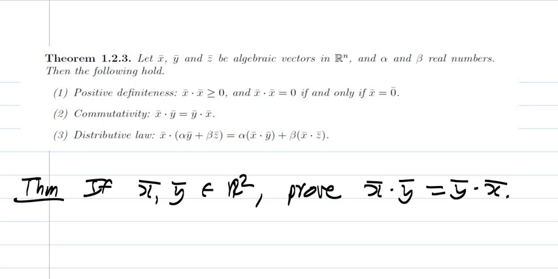The first one is called positive definiteness. So that x dot x is greater or equal to 0. So if you take two vectors and you dot them, the dot product can be positive, negative, or 0. But if you take a vector and you dot it with itself, then it's either naught or positive, and hence why it's called the positive definiteness. Alright, so x dot x is either naught or positive. But we can even say more. x dot x is 0 if and only if x is the 0 vector.